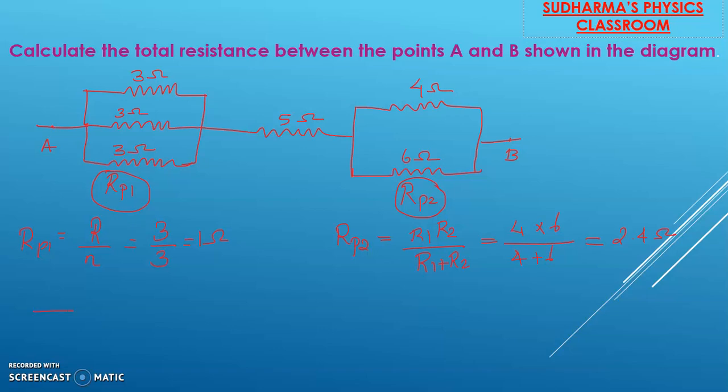So now let's reduce the circuit. That first parallel combination is changed to 1 ohm now. And already we have 5 ohms, and the other parallel combination is 2.4 ohms. Now what happens? This is going to be a series connection. Hope you are able to identify the type of connection. So R series is 1 plus 5 plus 2.4, 1 plus 5 is 6, 6 plus 2.4 gives you 8.4 ohms as a whole. Okay, so total 8.4 ohm is the effective resistance of this particular combination.